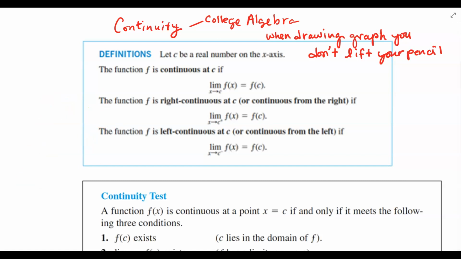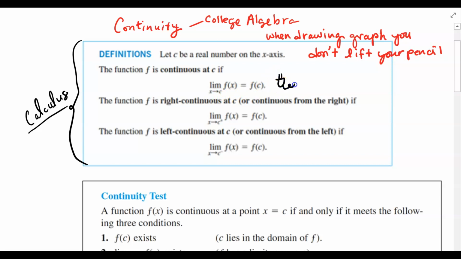Now we're going to take a look at it from the calculus perspective. This is the calculus definition, if you will, and continuity is defined in terms of limits. It says, let c be a real number on the x-axis. The function f is continuous at c if the limit as x approaches c of f(x) equals f(c). What does this mean? This means, algebraically anyway, you could plug in c right away and you get the limit.